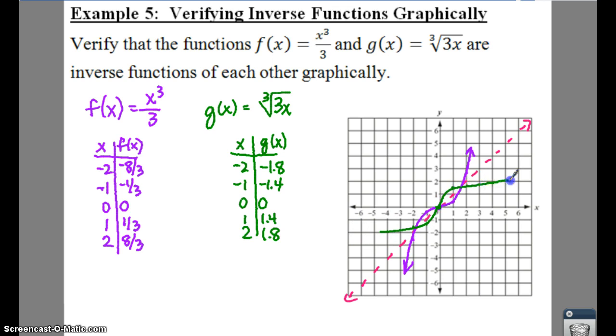So what do you think? Do you think those reflect over your y equals x line? I would like to say yes. So, to verify they are inverse functions, we just did that by showing they reflected over that line.